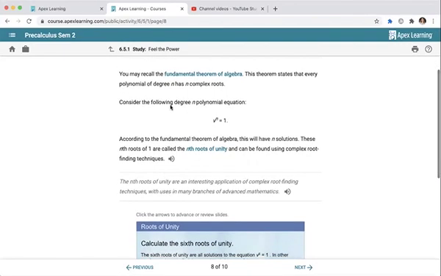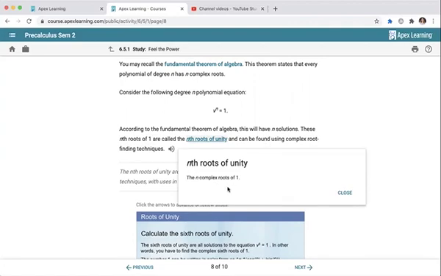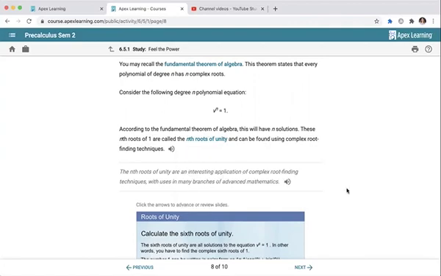So moving forward here, if we look at the degree n polynomial equation, V to the n equals 1. According to the fundamental theorem of algebra, this will have n solutions. These nth roots of 1, specifically 1, we call the nth roots of unity. So it's all the complex numbers that are roots of 1. And again, I try to reference it back to something we know. Unity has the word unit in there, like the unit circle that has a radius of 1, right? So these nth roots of 1 are called our roots of unity, okay?